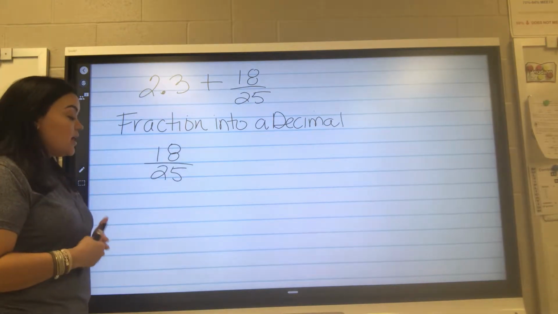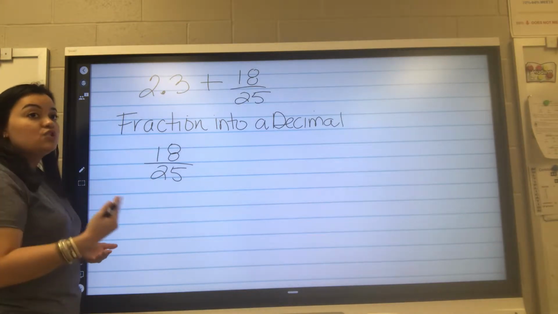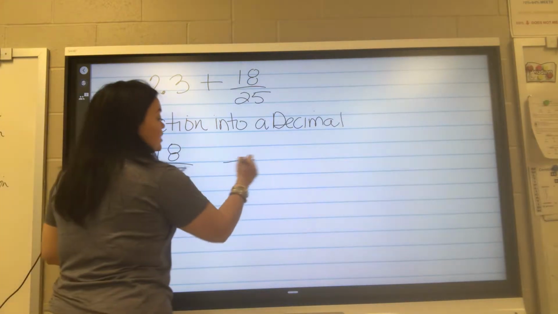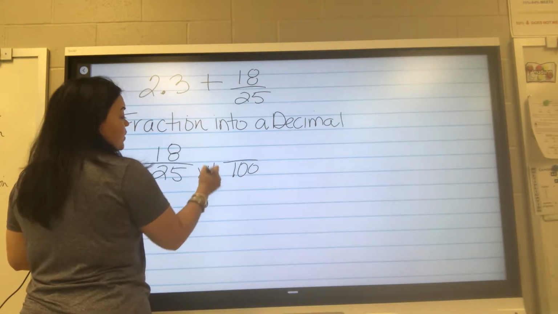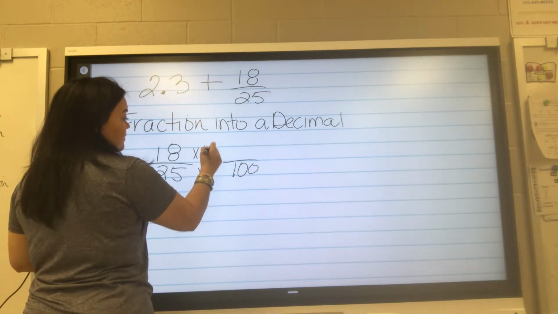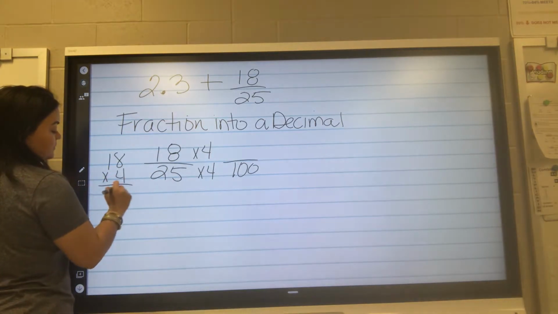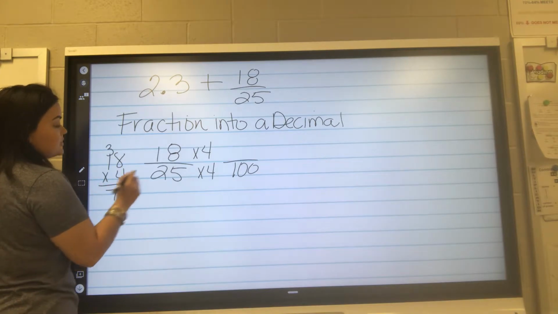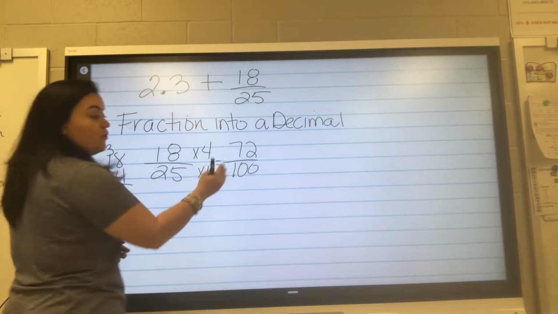So with our 25, we know that it is bigger than a 10. So we're going to head over to a 100. How do we get into a 100? We multiply by 4. What you do to the bottom, you must do to the top. And 18 times 4 is 72.